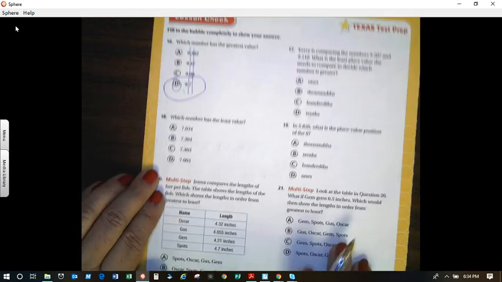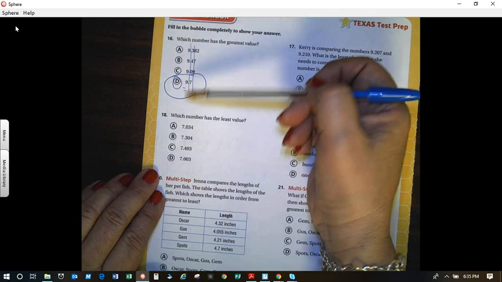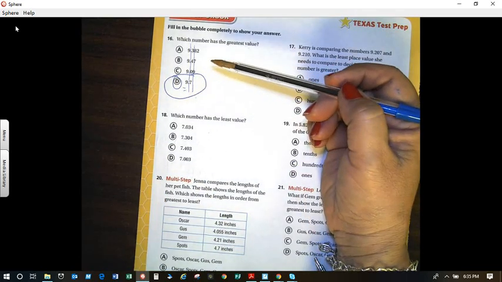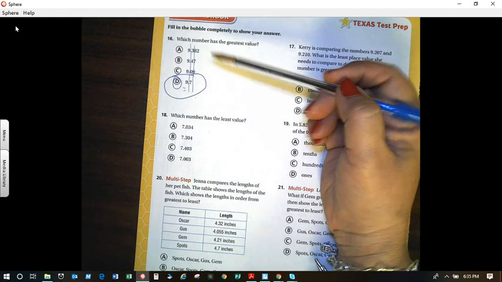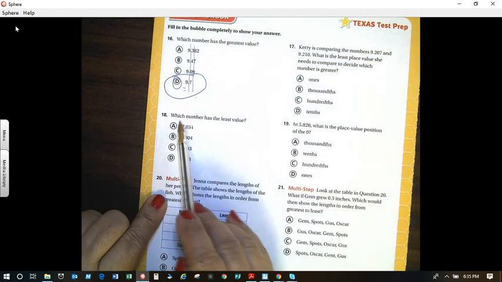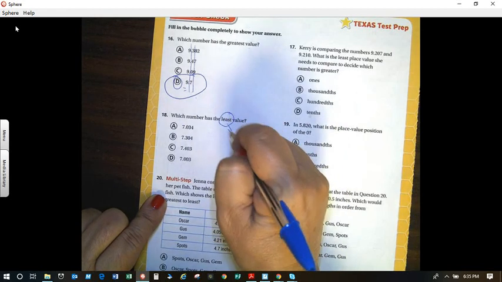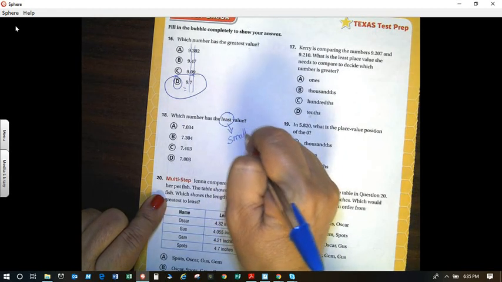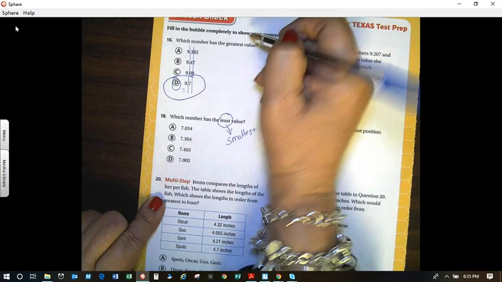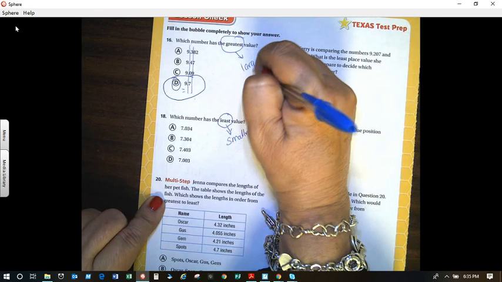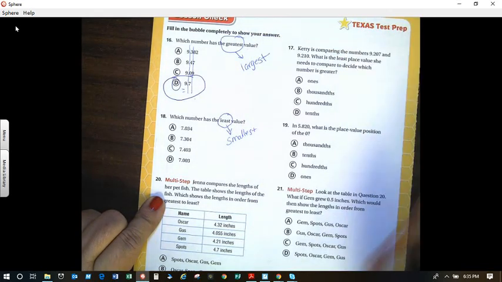Let's look at number 18. And remember, I showed my evidence to support my answer. Do that all the time. Show evidence to support your answer. Which number has the least value? Least I need to look for. Smallest. And I should have done that on the top part. I got too confident. Greatest, largest, biggest, whichever synonym you want to use.